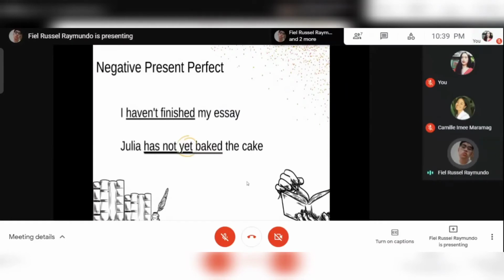Julia has not yet baked the cake. Note that the word yet enforces that the action bake is still not finished. Julia has not yet baked the cake, therefore she still has to bake the cake.